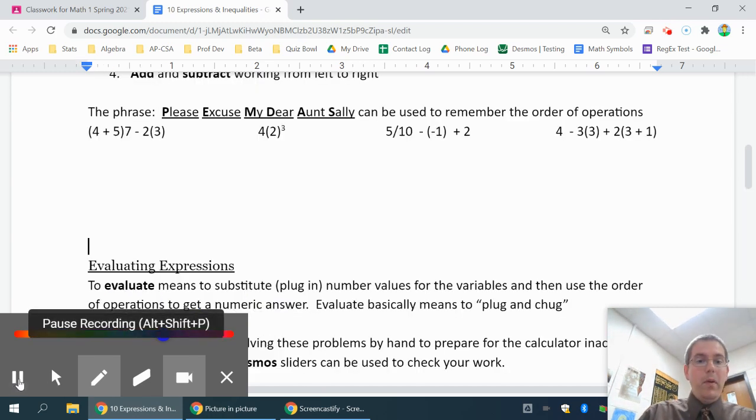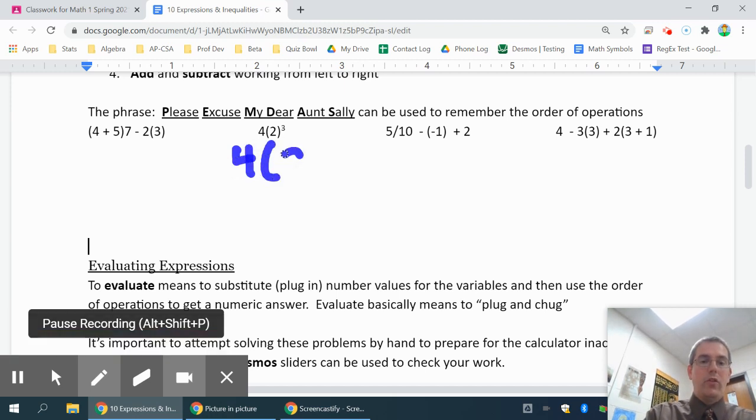Okay, this next problem, nothing to do inside the parentheses. That 2 is pretty simple. Then the exponent, though. So I do 2 to the third power first. You notice I do that before I multiply the 4 by the 2. So 2 to the third power is 8, because that's 2 times 2 is 4 times another 2 is 8. And then 4 times 8 is 32.